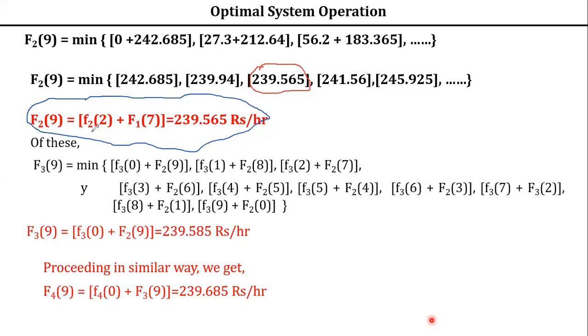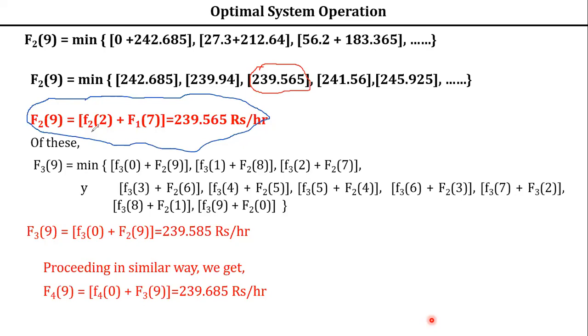Still we have not yet completed the unit commitment problem. This calculation we have completed for 9 megawatt only. Load is not constant. It keeps on varying. So this minimum cost in rupees per hour, you have to calculate for other loads. What are the other loads? 8 megawatt, 7 megawatt, 6, 5, 4, 3, 2, 1 megawatt. Why 1 megawatt? Because the minimum you see in that table is 1 megawatt.